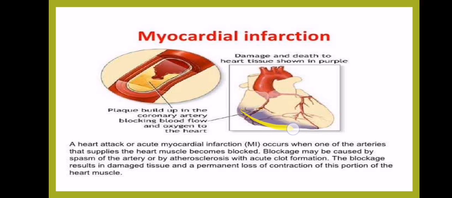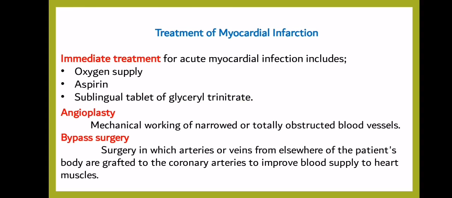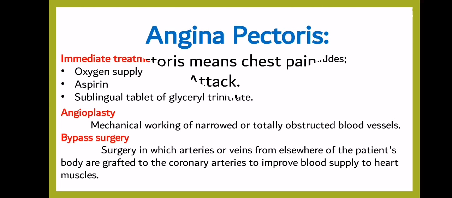As you can see in this diagram, it results in the death of the heart tissue, thus causing myocardial infarction. Now there are certain treatments for it. For example, for the immediate treatment, we supply oxygen or aspirin to the patient, or a sublingual tablet like glyceryl trinitrate. The second method is angioplasty, which is the mechanical widening of narrowed or obstructed blood vessels. The third one, the most famous one, is the bypass surgery, in which arteries or veins from elsewhere in the patient's body are grafted to the coronary arteries to improve the blood supply of the heart.